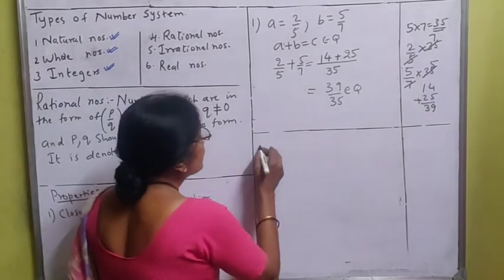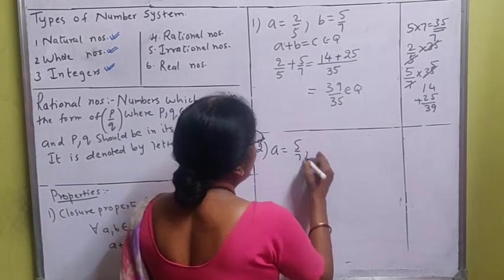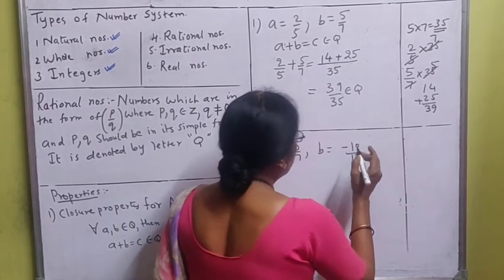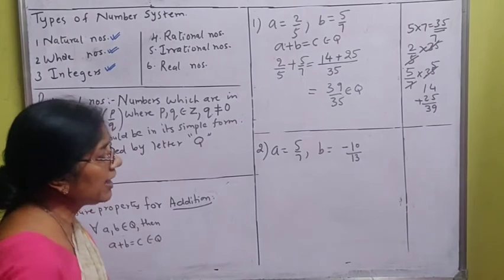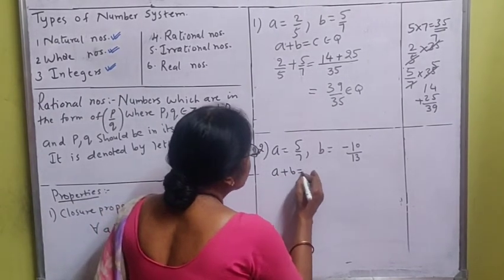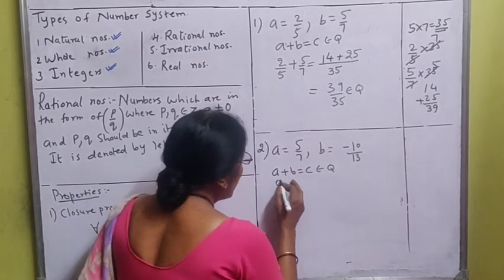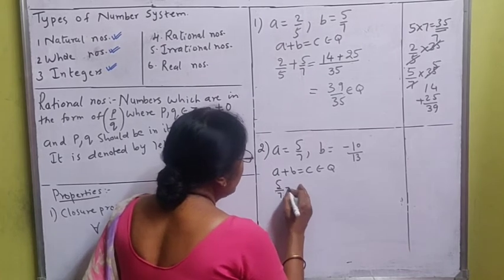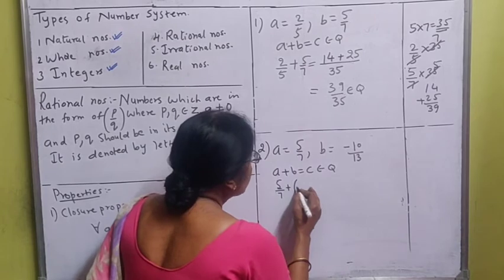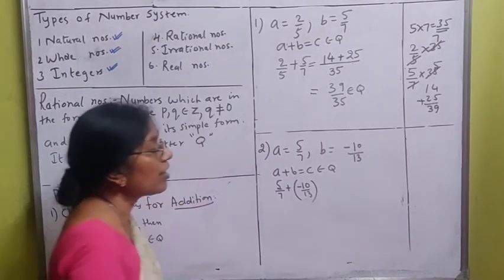Let us take the second example. A is equal to 5 by 7. B is equal to minus 10 by 13. So what I have done? I have taken one negative number. So what I have to show? A plus B is equal to C belongs to Q. So what is A value? 5 by 7 plus minus 10 by 13. I will keep it in a bracket because plus and minus sign cannot be written together.